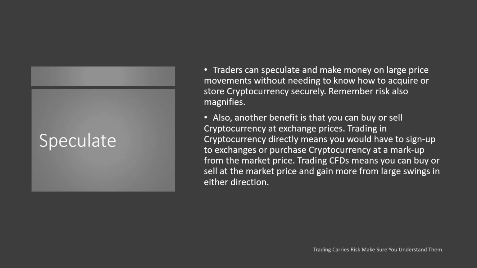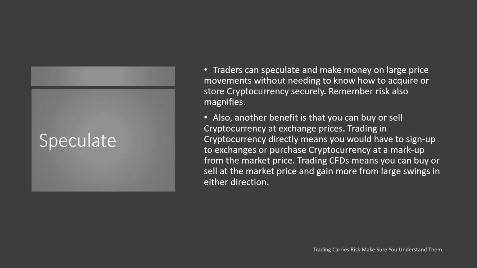Where on the platform, you can trade small little increments. The traders can speculate and make money on large price movements without needing to know how to acquire or store cryptocurrency securely. Remember, risk also magnifies though. So it's like trading any other asset. Profit, risk, profit, risk, profit, reward, risk, or loss. Okay, they are matched. They reflect the mirrors of each other. So for as much money as you can make is as much money as you can lose.